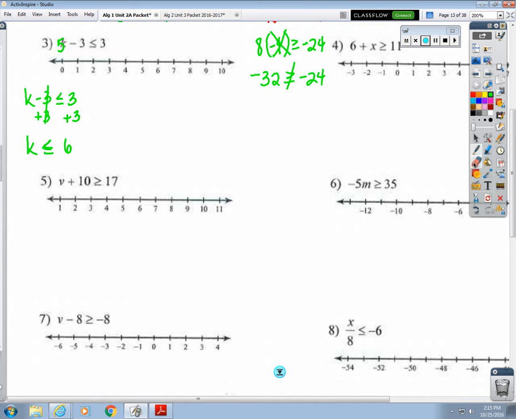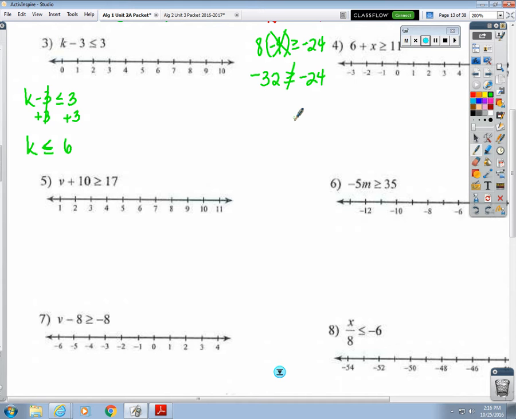Is 2 less than or equal to 3? Yes. What would happen if you plugged in a number that was not less than or equal to 6? It would not make a true statement, like 7. 7 minus 3 is 4. Is 4 less than or equal to 3? No, it makes a false statement when you plug in a number that's not really part of the solution.